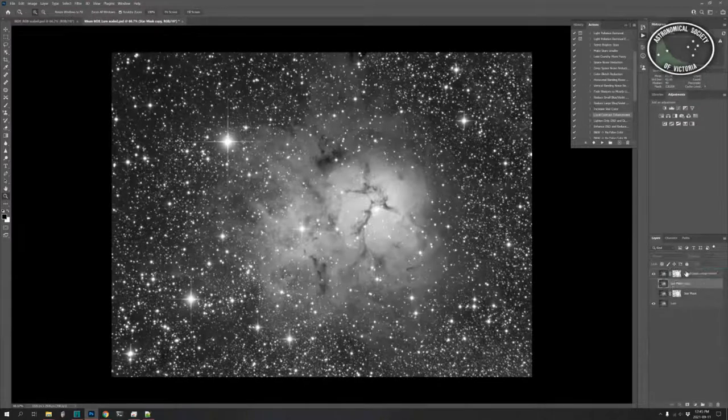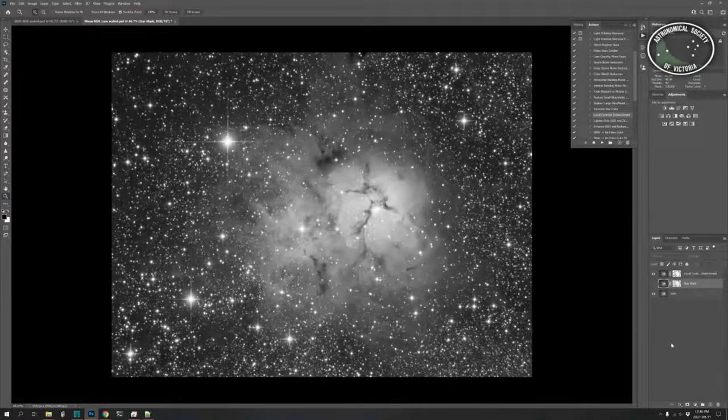Now I've just made a copy of the star mask layer and dragged the mask off that copy and put it onto the local contrast enhanced layer. And if I blink this on and off, oh wow, you can see the difference there, can't you? Yes. The stars are barely touched, but the contrast is enhanced.